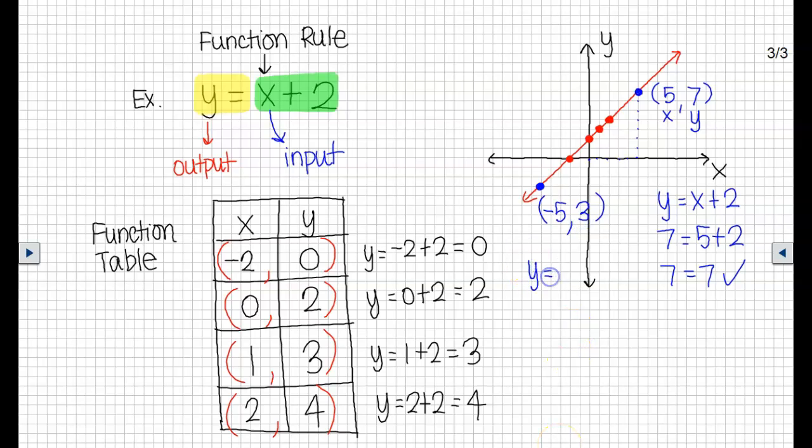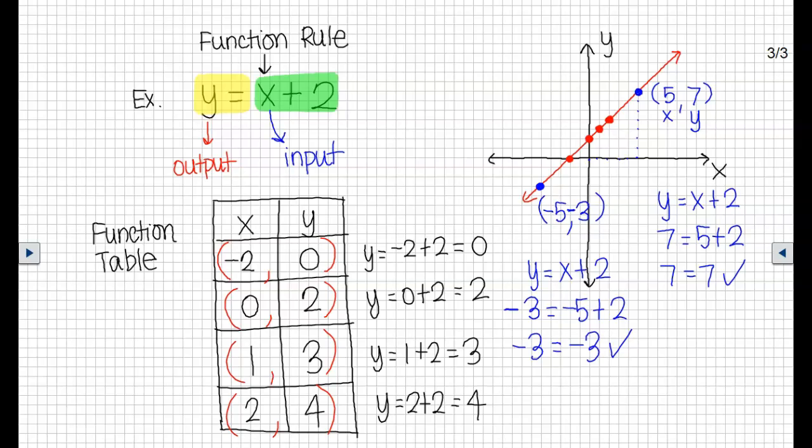Again, if I were to take my function equation, y equals x plus 2, and plug in, look what would happen. The y value now is negative 3, because I went down 3. And that would equal the x value, which is negative 5 plus 2. Well, if I do negative 5 plus 2, I definitely get negative 3. So in this particular function, the y value is always whatever the x value is plus 2.